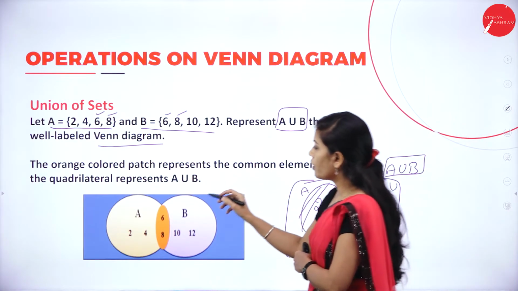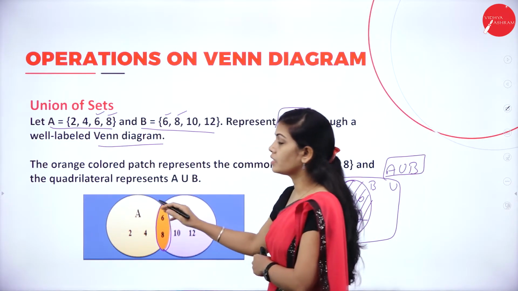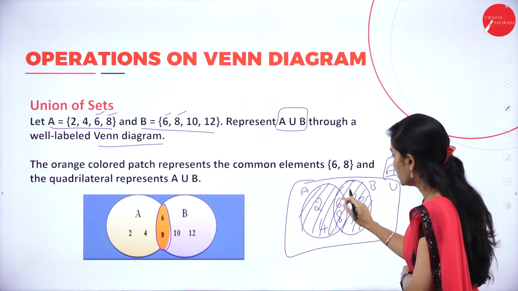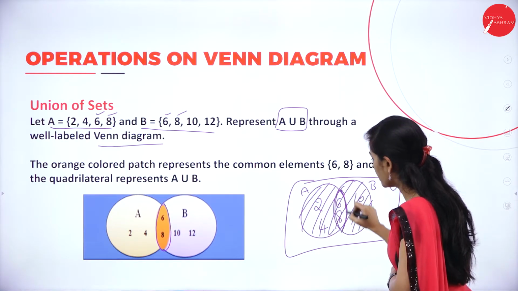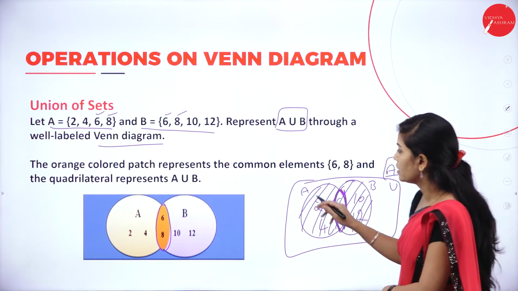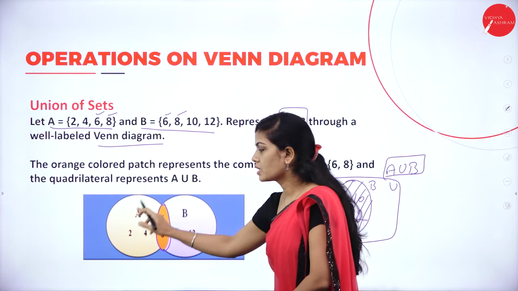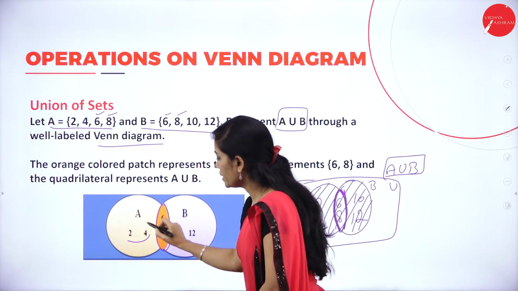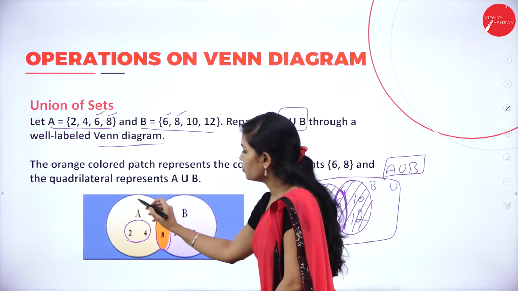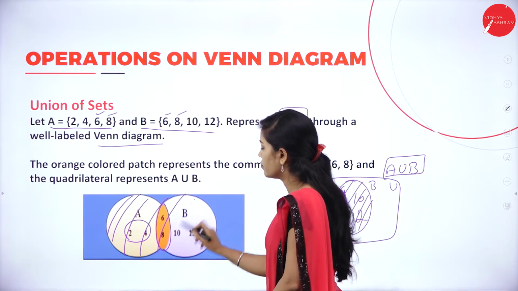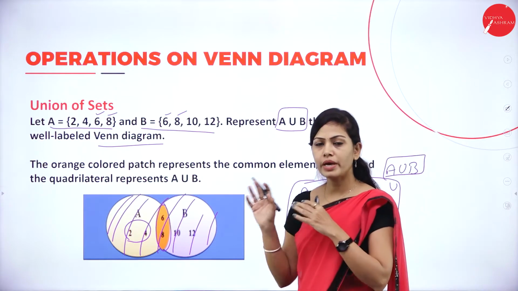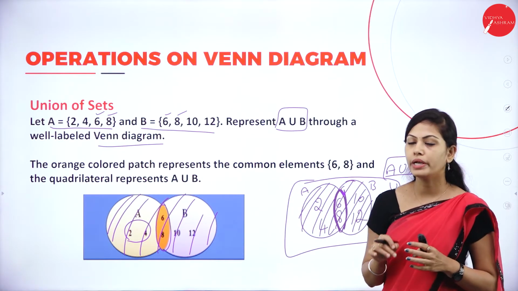Here, you can observe the orange colored patch represents the common elements. The common elements are written in this overlapping region. 6 and 8 are the common elements, and the quadrilateral represents A union B. I have written the remaining elements of A, that is 2 and 4, and the remaining elements of B, 10 and 12. So I will shade the entire region for representing A union B. This is a very simple concept in set theory, the Venn diagram.